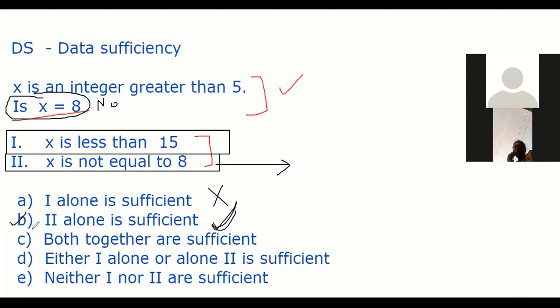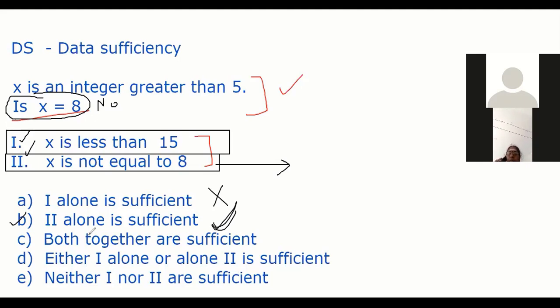Data sufficiency. Whether data in statement 1 or data in statement 2, they are sufficient to give an answer to the given question or not. Okay? So that is the start of it. We are going to do many questions right from starting easy to difficult ones. Don't hesitate. Solve as many, ask as many questions as you have, and we are going to discuss.